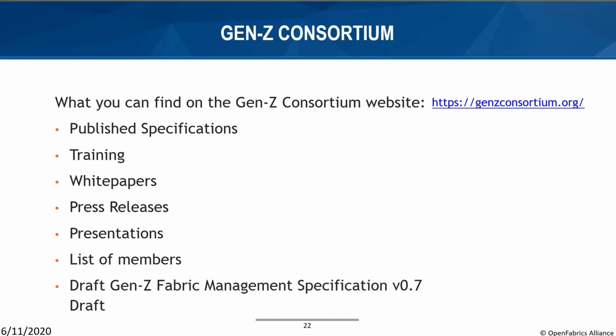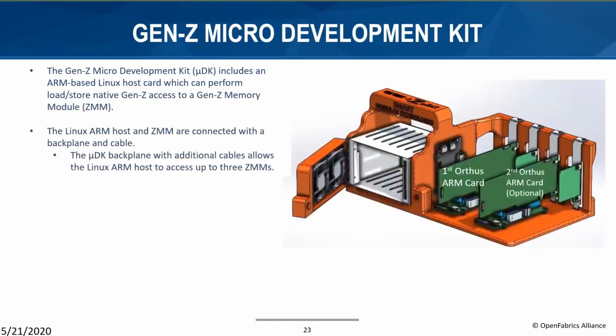Next slide, please. And maybe an answer to everyone's favorite Gen Z question when we talk about Gen Z: when can I get one? Well, Smart Modular has a Gen Z micro development kit available now. The micro development kit contains an ARM-based Linux host, which can do loads and stores to a Gen Z memory module through the bridge that's built into the ARM card. It's in the form of an FPGA. And it can do loads and stores to a Z memory module, or ZMM.